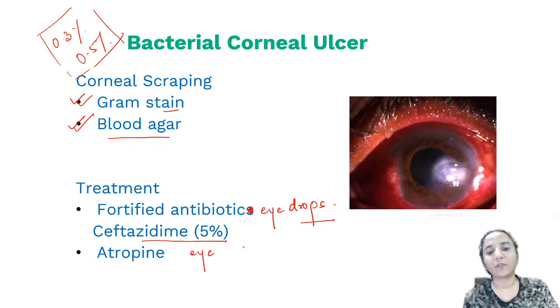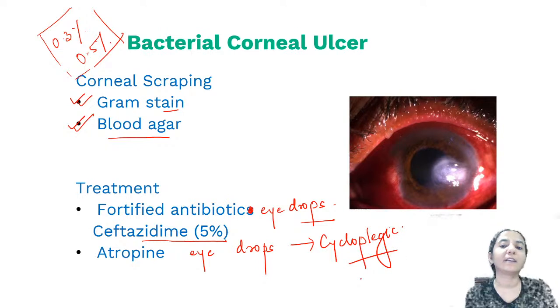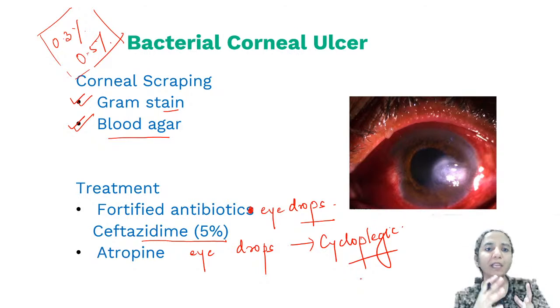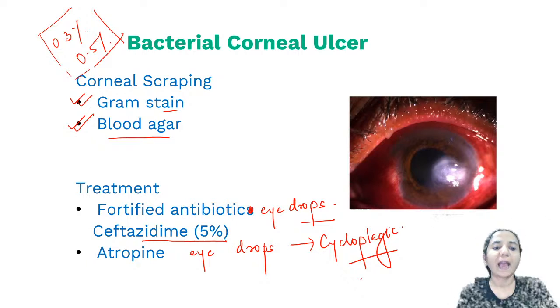And along with that, we also use atropine eye drops. Now, why atropine eye drops? Atropine is a cycloplegic. It relieves the spasm of the ciliary body and helps to decrease the pain. In keratitis, the nerves get irritated and there is a spasm of the ciliary body, which is mainly responsible for the pain. So definitive treatment is obviously ceftazidime 5%, that is fortified antibiotic eye drops, and atropine eye drops is the adjuvant which helps to relieve the pain.